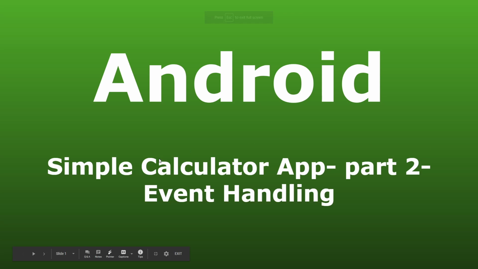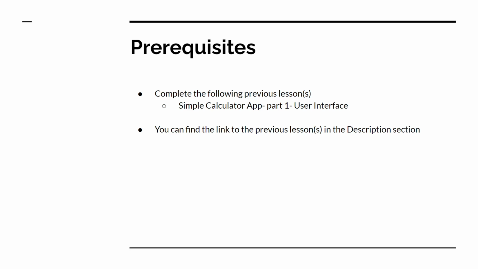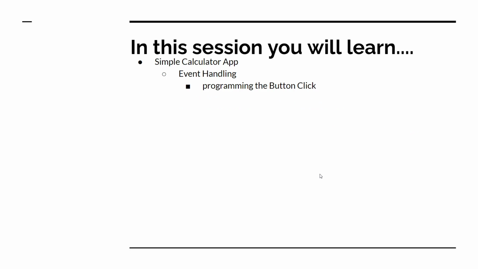Hi everyone. The lesson is Simple Calculator App Part 2 Event Handling under Android. So this is the continuation of this lesson into Part 2. So you have to make sure that you look at Part 1 before this. We'll be using these tools during this lecture and these reference materials. Make sure, as we said earlier, to look at this previous lesson. You can find the link to this lesson in the description.